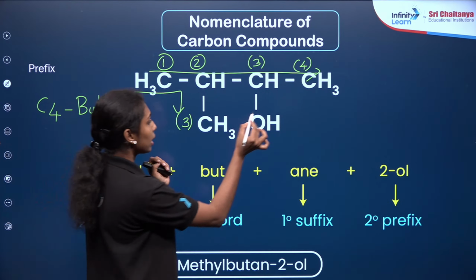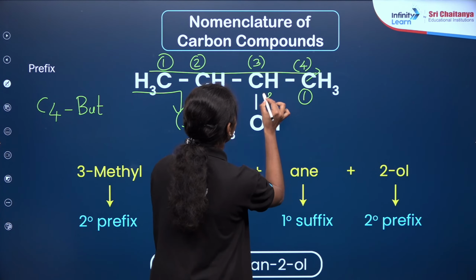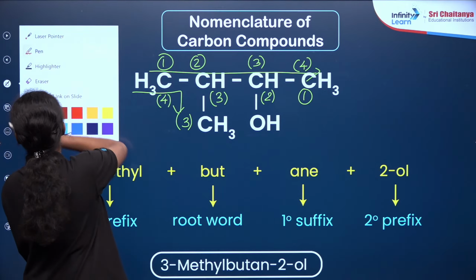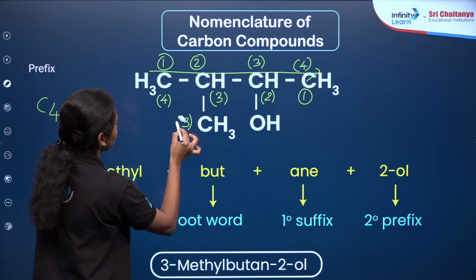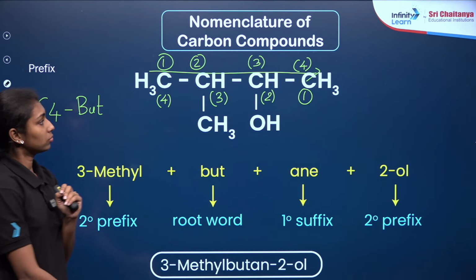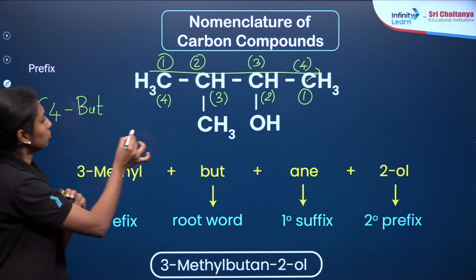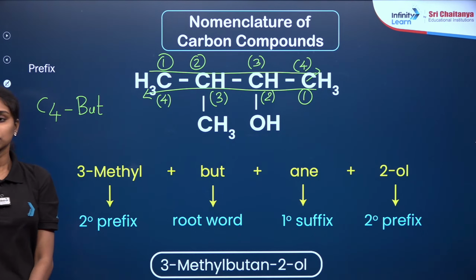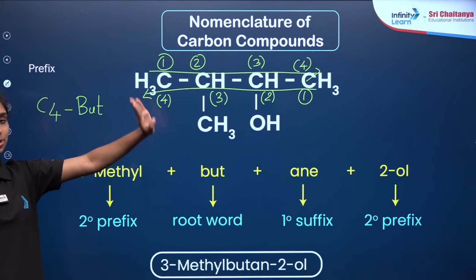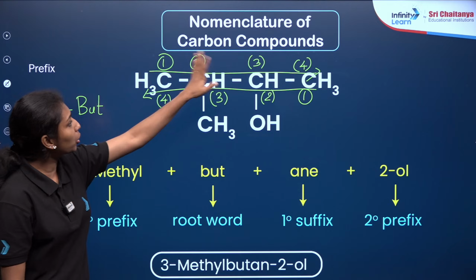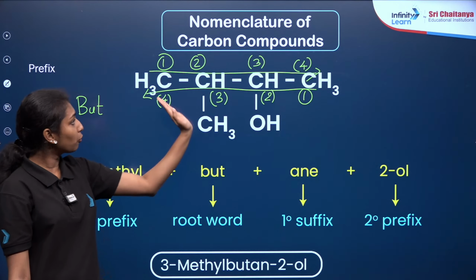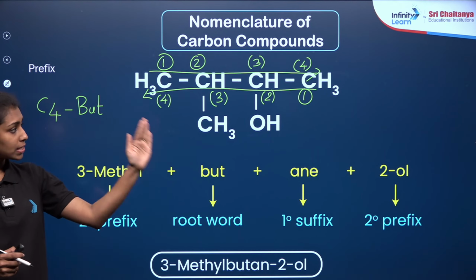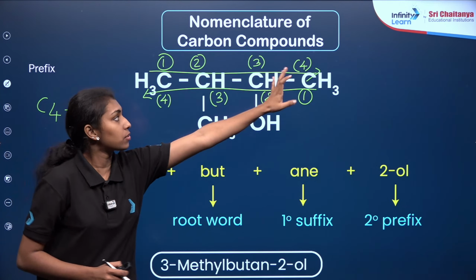Now, if I am starting here, there will be two possibilities, right? If I am starting from here, it will be 1, 2, 3, 4. If I am starting from there, it will be 1, 2, 3, 4 like that. So what will be the position of this OH group? Which means the OH group is attached to which carbon according to the first row.